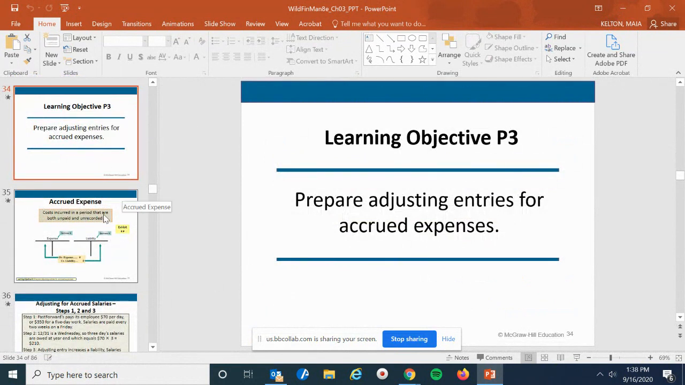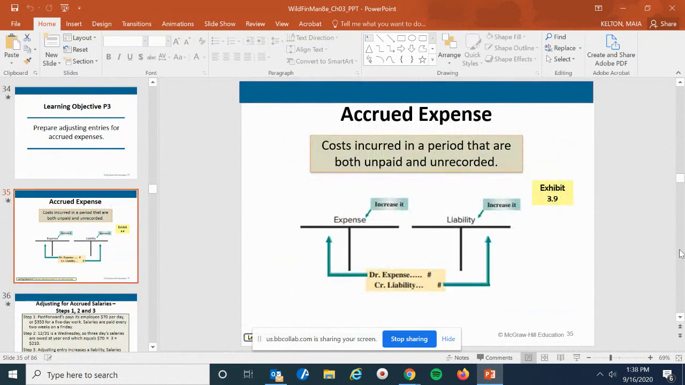So I want to talk about accruals a little bit. So accruals, this is the second large category of adjustments. We haven't talked about accruals yet. I'd like to tell you a little bit about accruals, and then we will go to Connect and work on at least one problem before we part our ways today.